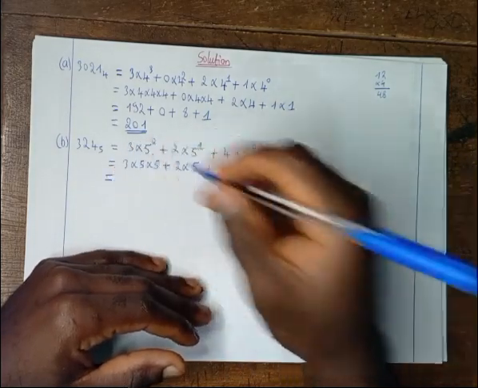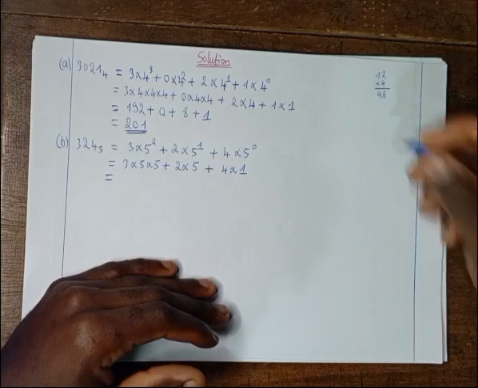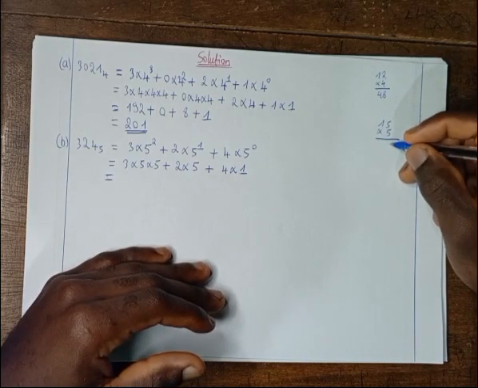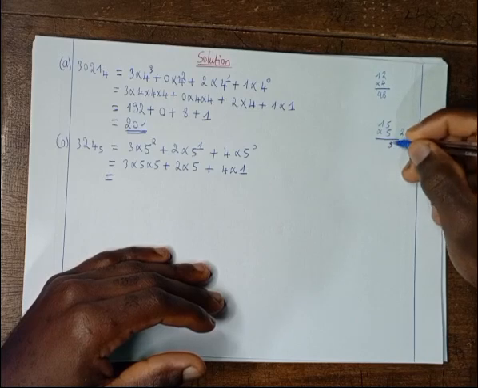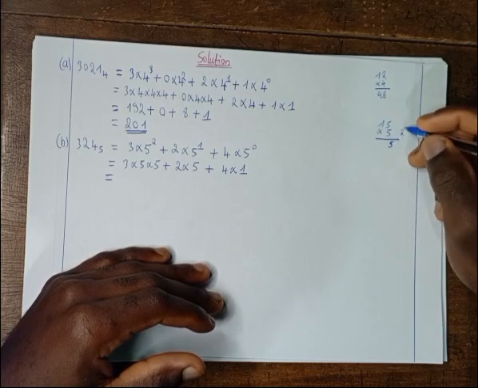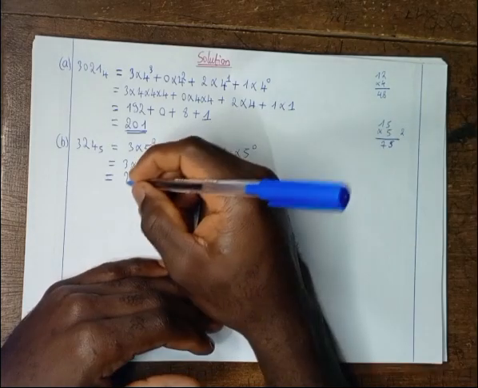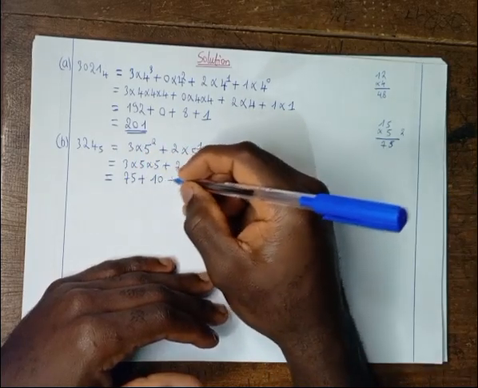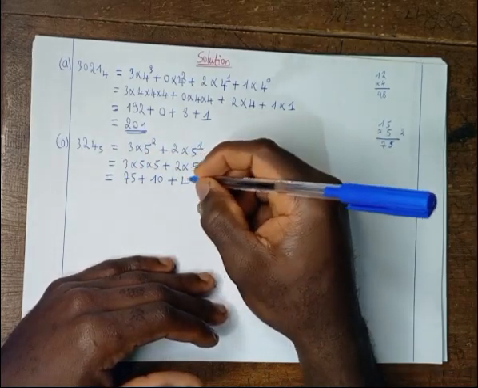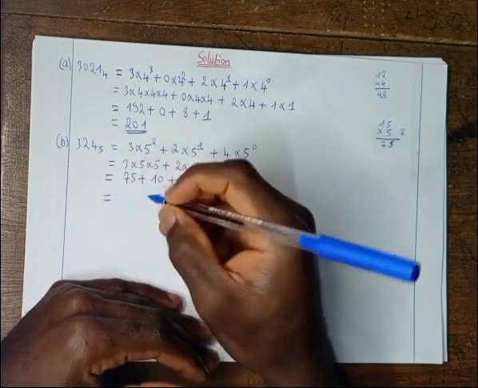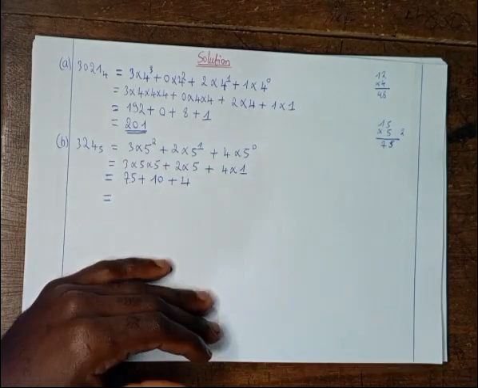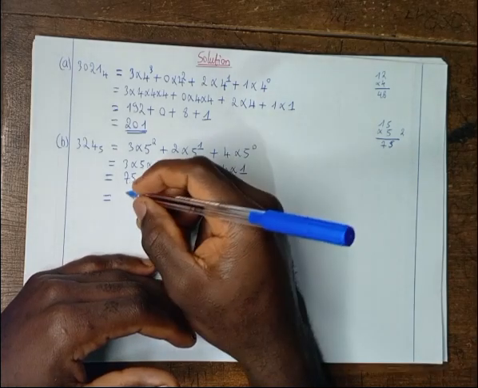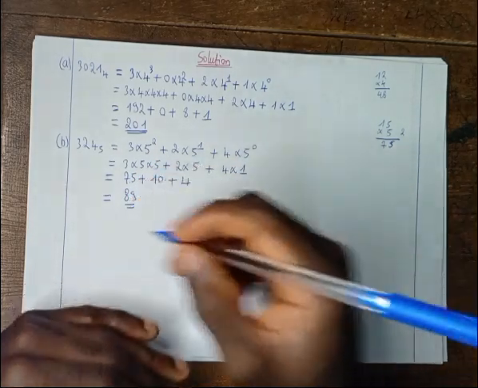This will simply give us 3 times 5 is 15. We multiply 15 by 5. This will give us 75. Plus 2 times 5 gives us 10, plus 4 times 1 gives us 4. This will give us 75 plus 10 is equal to 85. 85 plus 4 gives us 89.